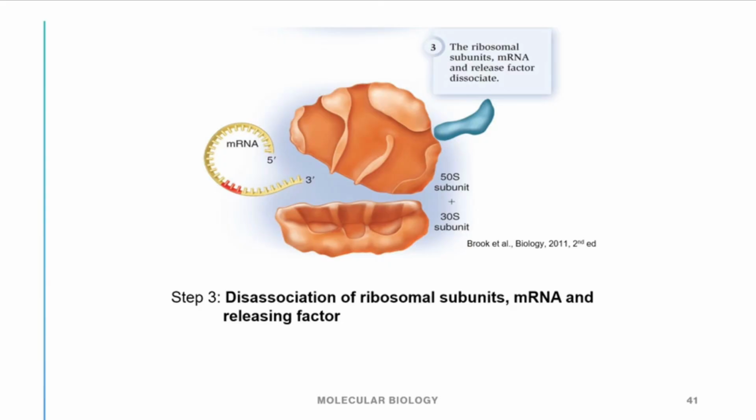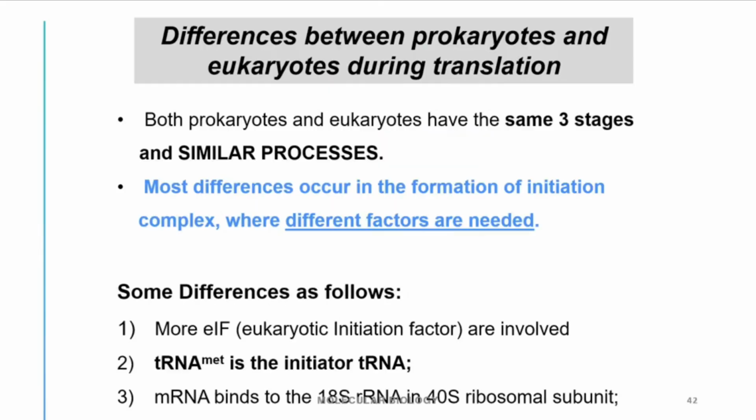Again, the termination is a very similar process between prokaryotes and eukaryotes. So what differences between prokaryotes and eukaryotes during translation have we discussed so far? Well, let's talk about some similarities first. Both prokaryotes and eukaryotes have the same three stages of the translation process, and most of the differences actually occur in the initiation stage, where different factors are going to be needed.